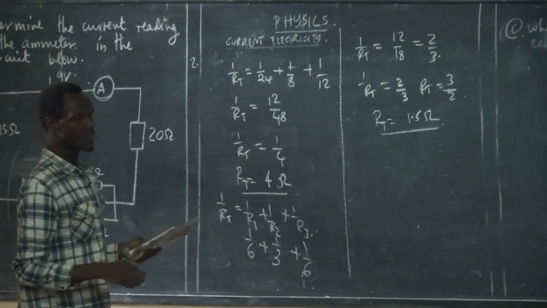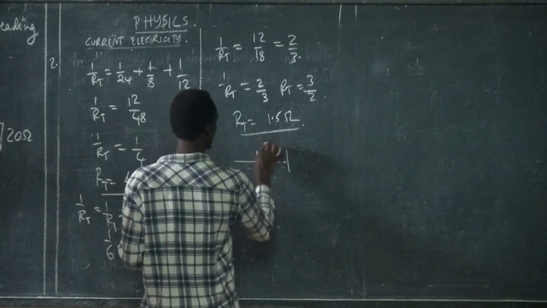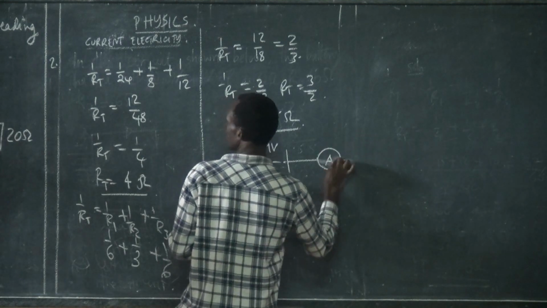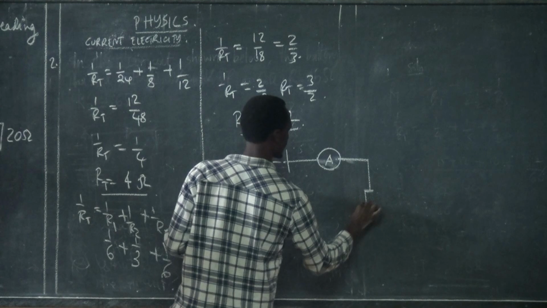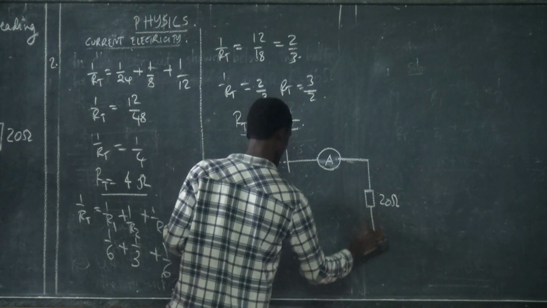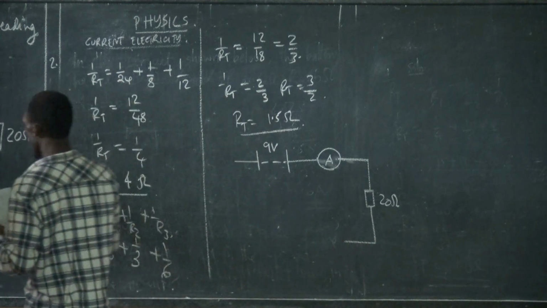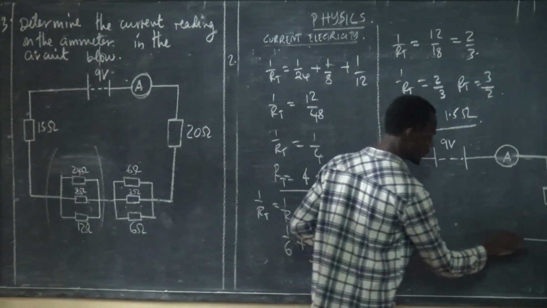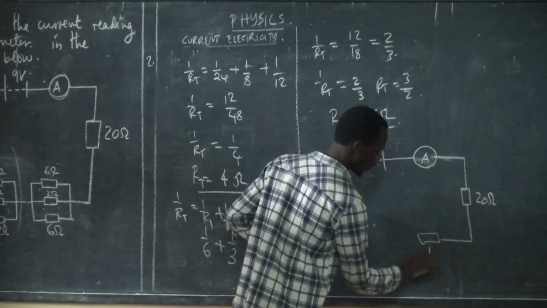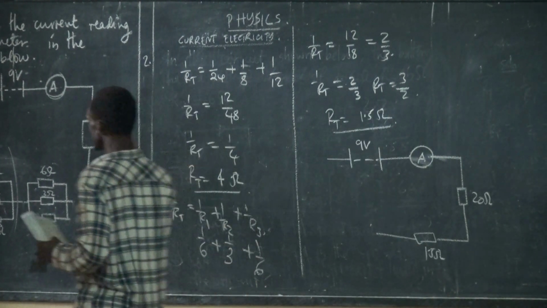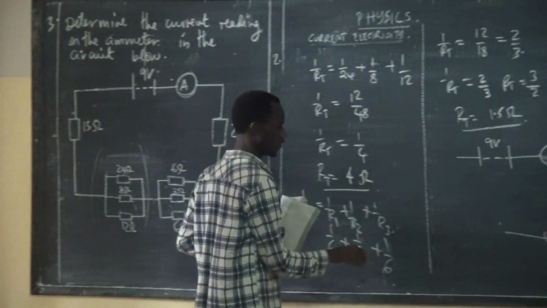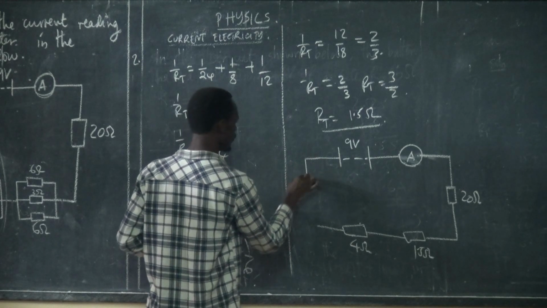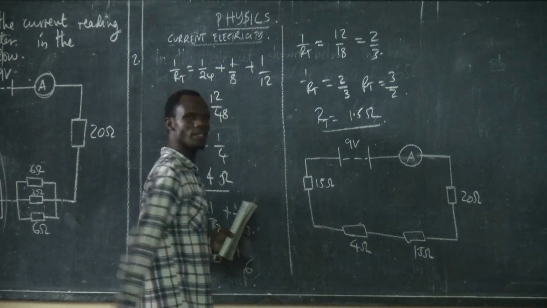After you have done that, now you have this one. This is the 9 volt. Now here you have the ammeter. Then here you have 20 ohm. Here you have collected all this to form 1.5 ohm. And also these you have collected to form 4 ohm. Then here you have 15. Now these are in series.